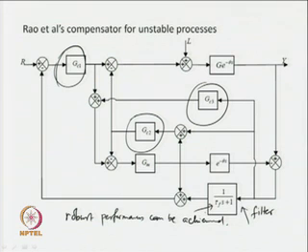This structure is not so different from that of the structure given by Majhi et al. Obviously, G c 1 is there to improve the servo tracking, G c 2 for stabilization and G c 3 for improving the disturbance responses. But this filter is the additional stuff they have given, which is explicitly meant for improving robustness of the closed loop system.